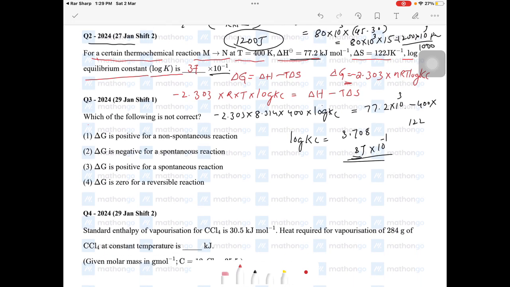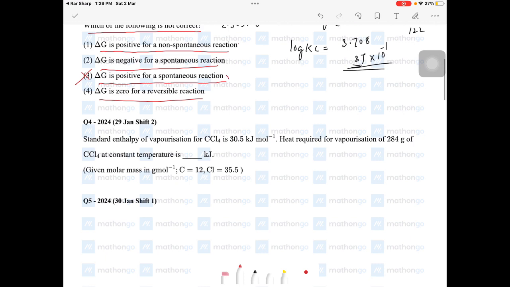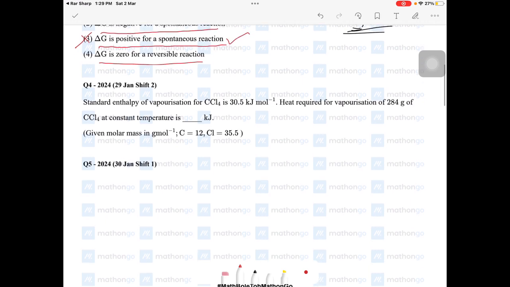Next, third one, which of the following is not correct? Delta G is positive for non-spontaneous, that is correct. Delta G is negative for spontaneous, correct. Delta G is positive for spontaneous, no, it is wrong. Delta G is negative for spontaneous. Delta G is 0 for reversible reaction. That's why option 3 is correct.